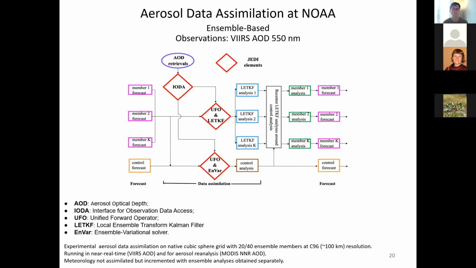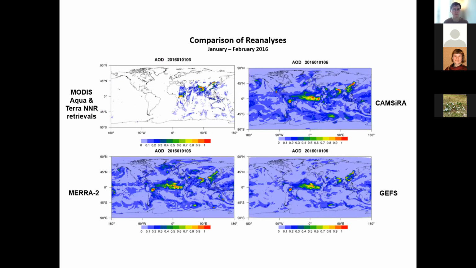And there's another path that goes through what is called the control forecast. This goes through another minimization procedure, and finally the ensemble forecasts are recentered on the control analysis, and they form the basis for the ensemble analysis, and the cycle continues like this.